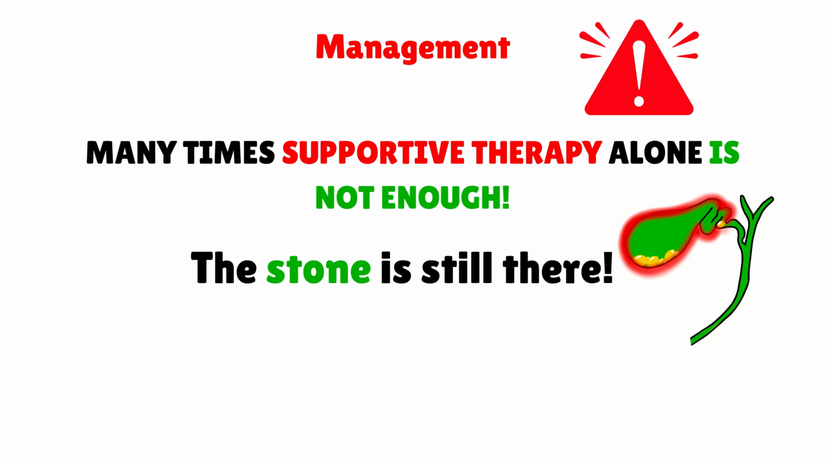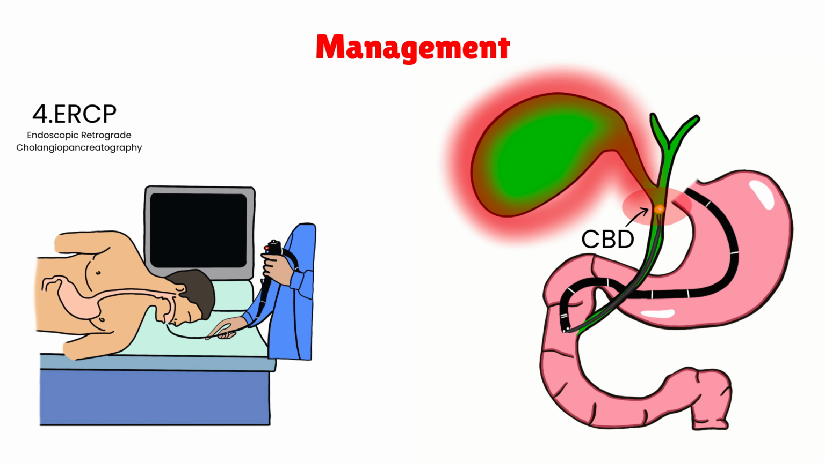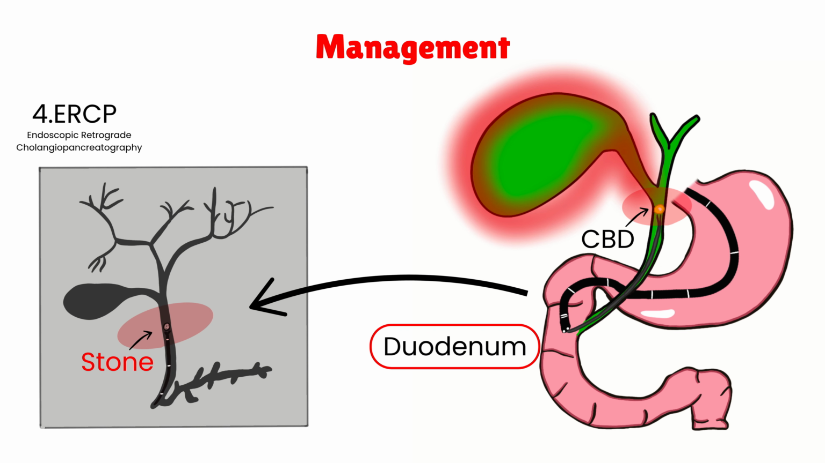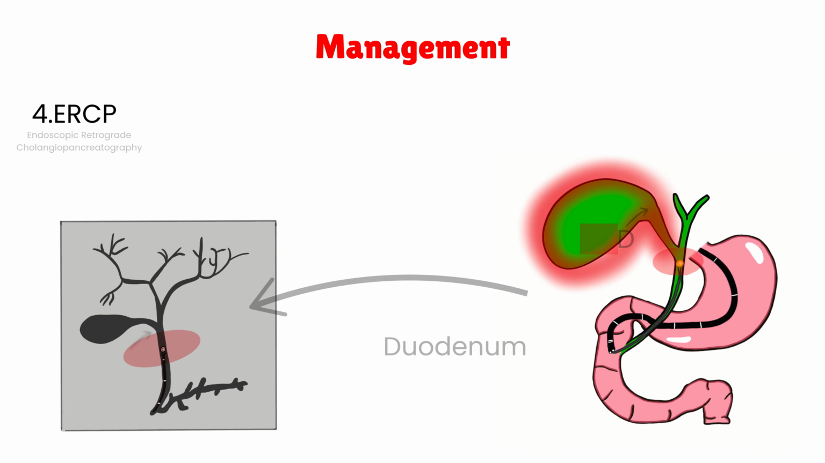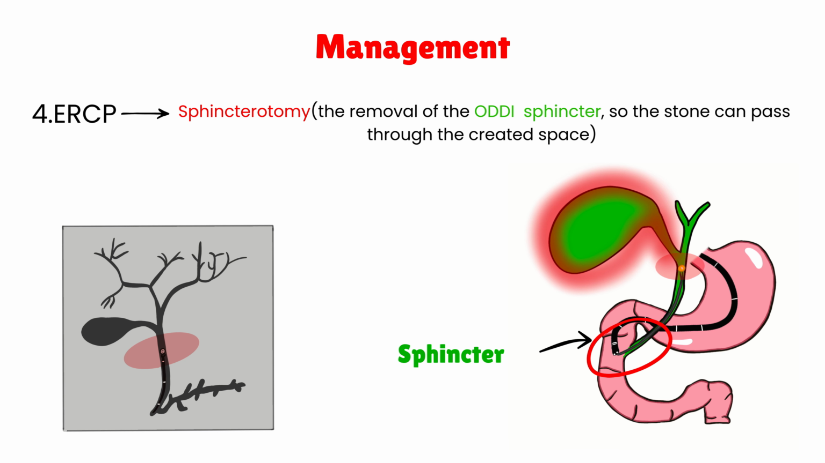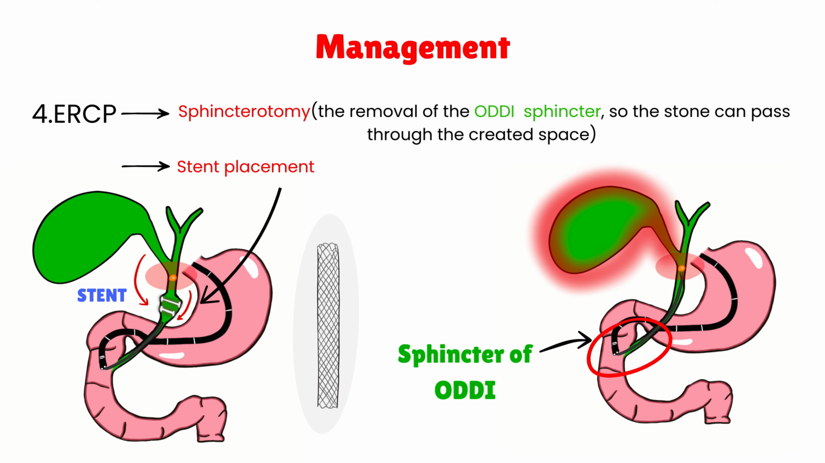The stone is still there. Therefore, in situations where there is suspicion of common bile duct obstruction, a specific type of upper endoscopy, known as ERCP, may be performed. During this procedure, the endoscope is advanced into the duodenum, and the opening of the bile duct can be accessed. Contrast may be injected to visualize the biliary tree, and if a stone is identified within the common bile duct, a sphincterotomy can be performed. In some cases, a temporary stent may also be placed to facilitate bile drainage and reduce ongoing obstruction.